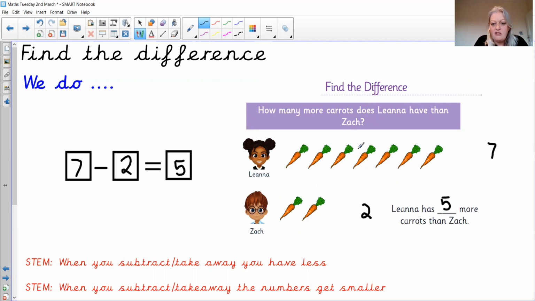So shall I just do my little trick just to double check? Because we've done the number calculation. So I'll put my line here because that's when they both had 2. Has she got 5 more? Yes, she does have 5 more. So just a little bit of a double check. Sometimes in maths, it's good to check your answers. So I've done a number calculation and I've also used my picture to double check my answer was right.